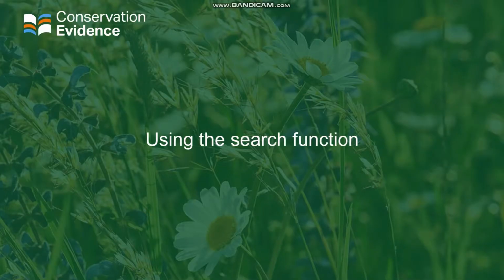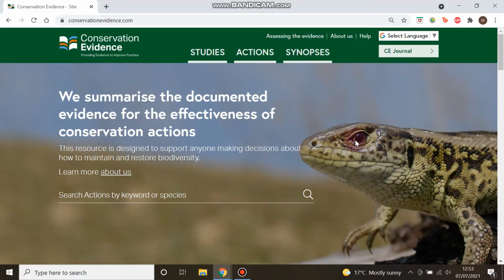Now that you've seen what's available on the homepage, I'm going to go into more detail about how you'll use the search function on the website. One way to find information on the Conservation Evidence website is to search for things you are specifically interested in. This might be an action, such as creating a pond, or a species, such as great crested newt, or other keywords, such as create, restore, and things like that.